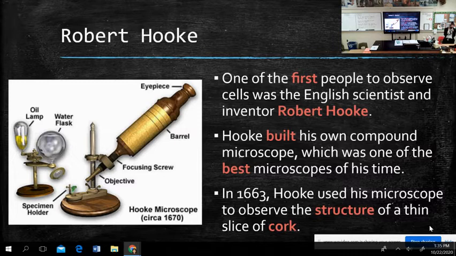It had that barrel or tube. There were some knobs to help focus. He had lenses in it. There was a specimen holder. And then he also had that setup for the oil lamp to produce the light. And then that water flask helped expand the light and make it a little bit brighter and more focused on that specimen.